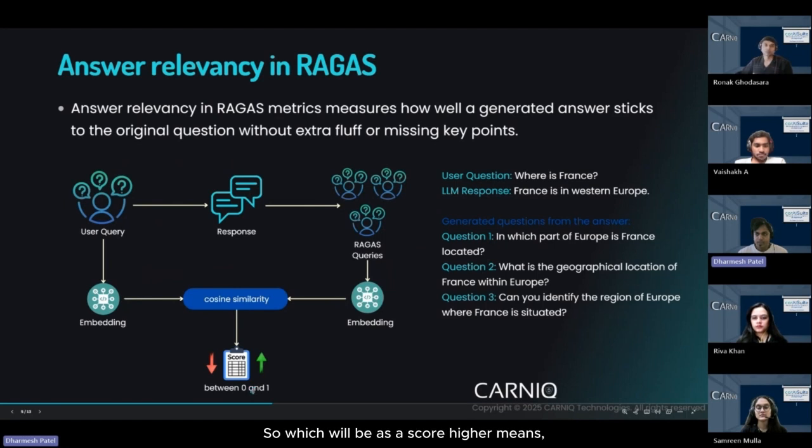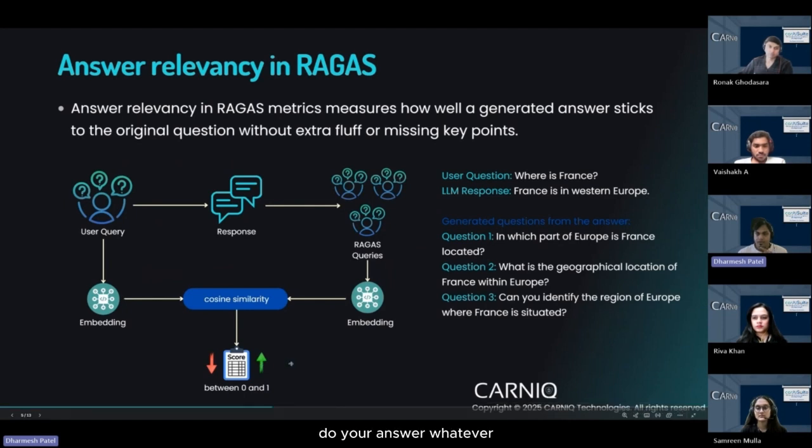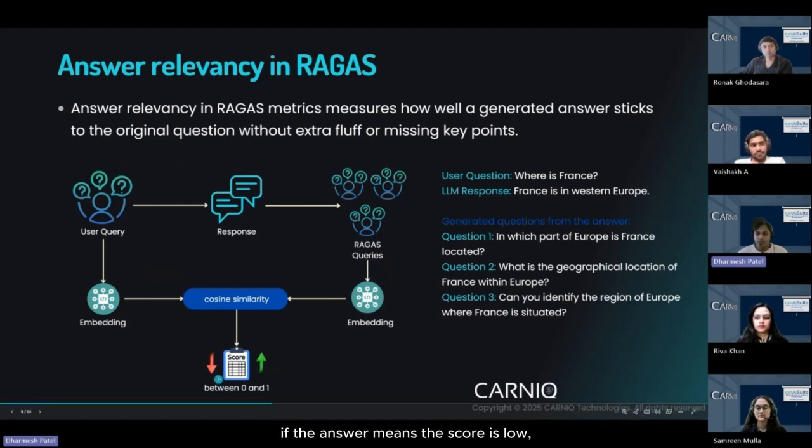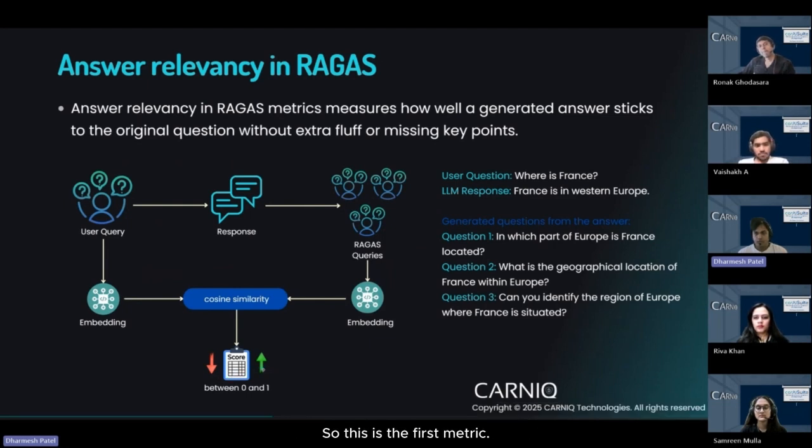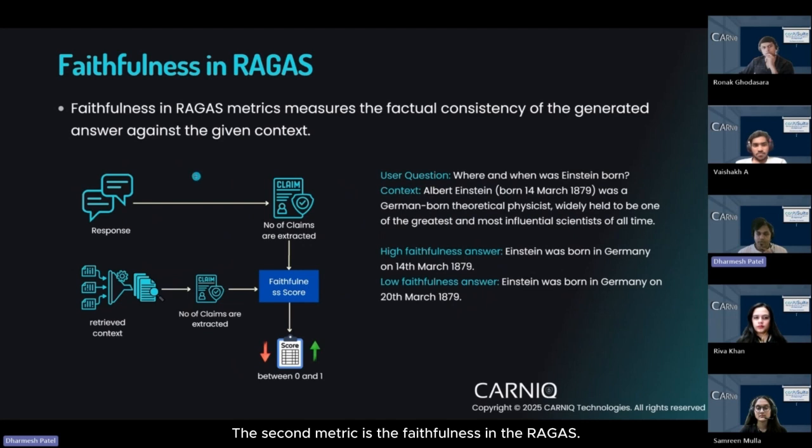A higher score means the answer the LLM produced is relevant to your question. If the score is low, then of course it is not what the user asked. So this is the first metric. The second metric in RAGAS is faithfulness.